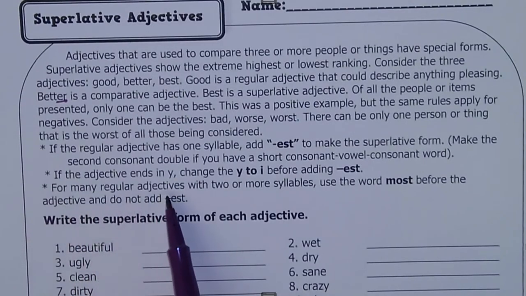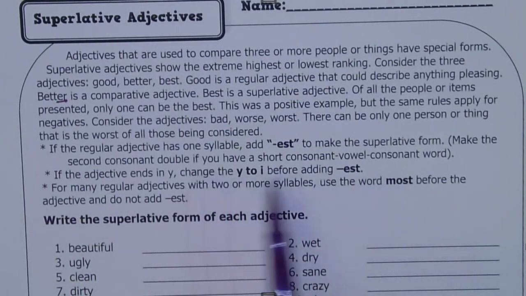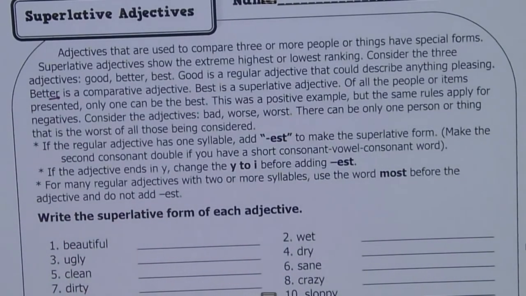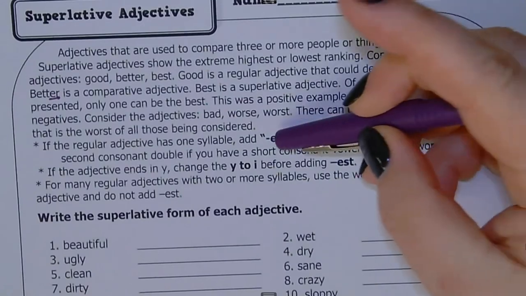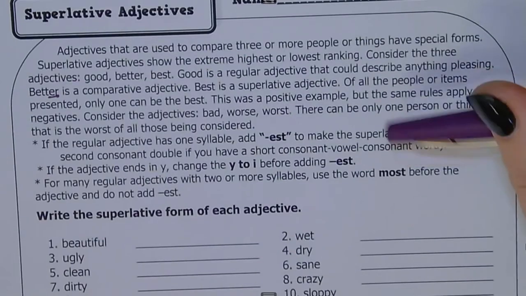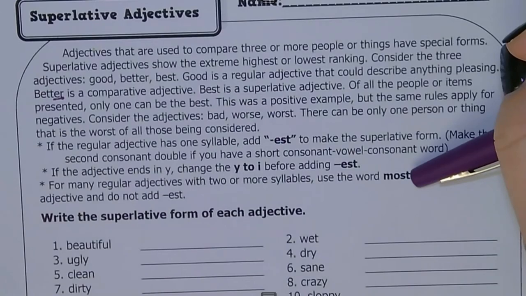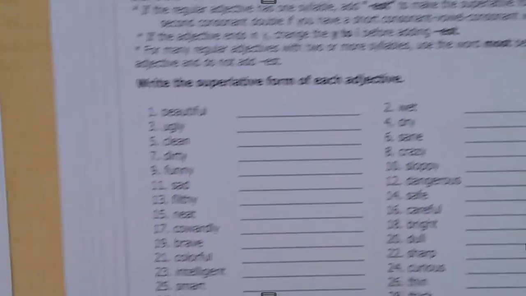For many regular adjectives with two or more syllables, use the word most before the adjective and do not add est. So with comparative adjectives, we would add er, or we would use the word more. With superlative adjectives, we add est or use the word most. Okay? All right, let's try some.